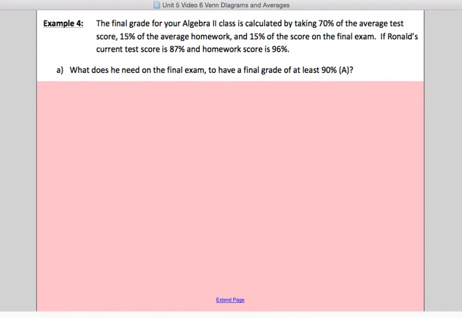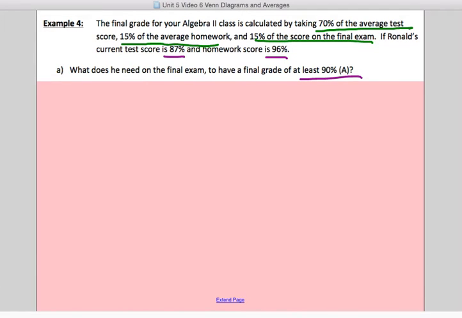Okay. So example 4, the final grade for your Algebra 2 class is calculated by taking 70% of the average test, 15% of the average homework, and 15% on the score on the final exam. Okay. If Ronald's current test score is an 87 and homework is a 96, okay, part A, what does he need on the final exam to have a final grade of at least a 90%?